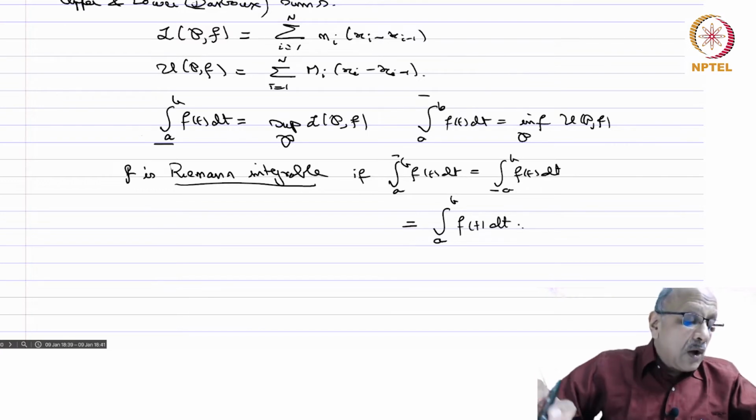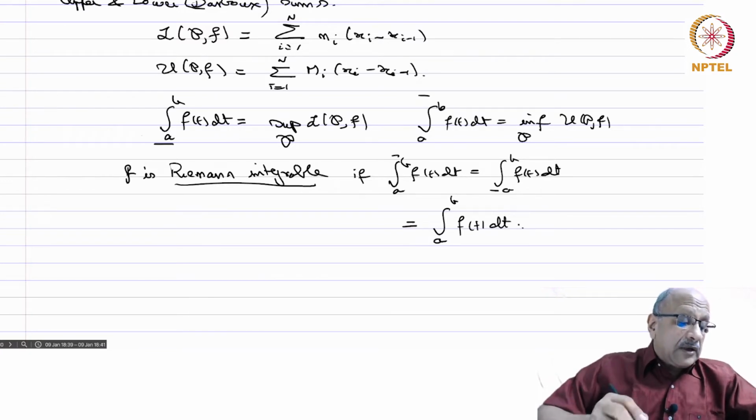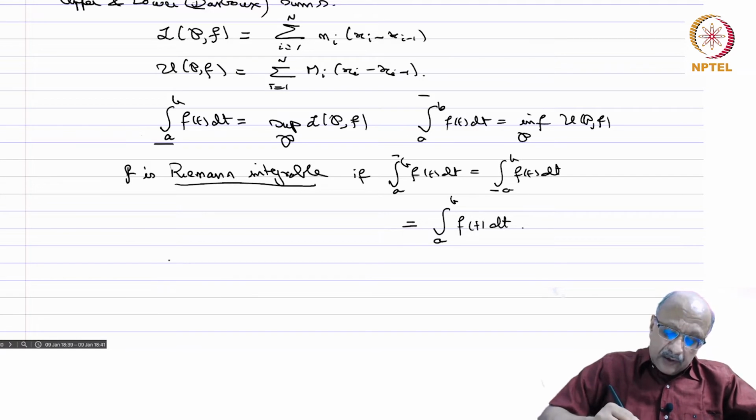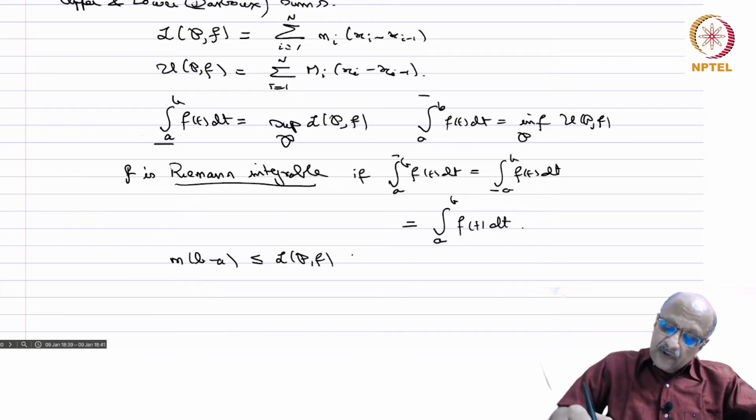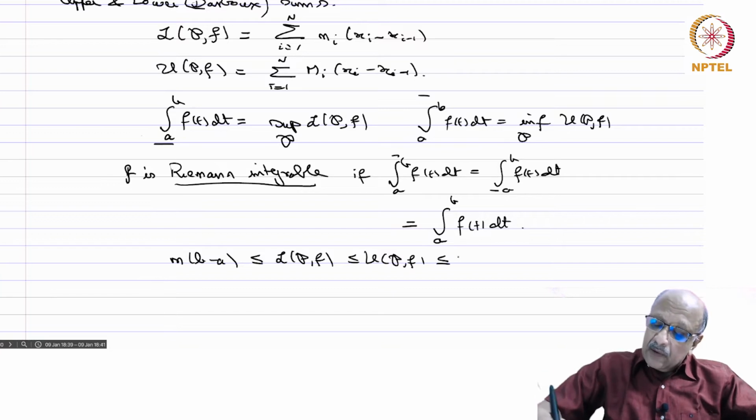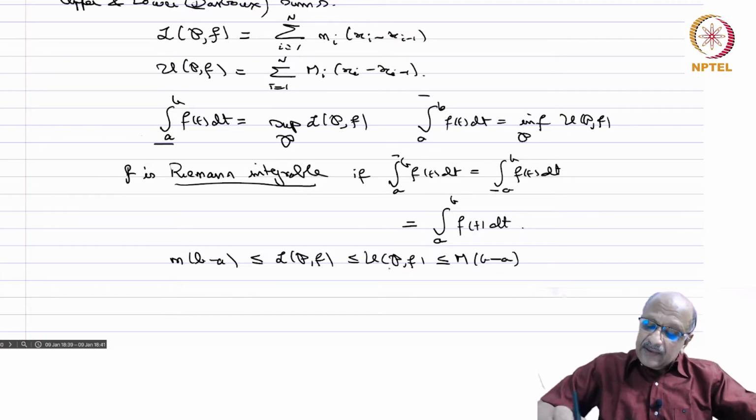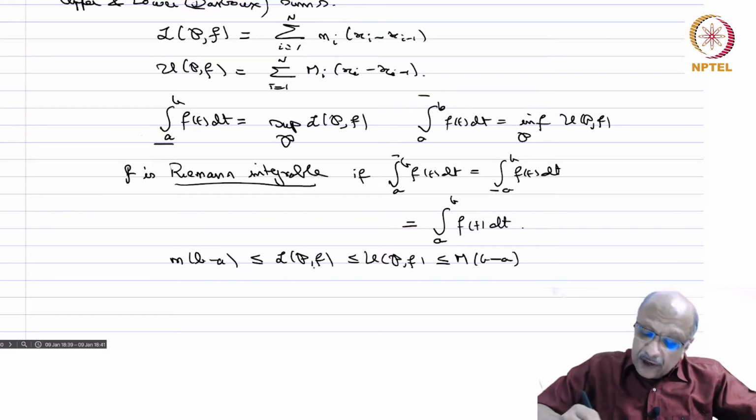So this is how we define the Riemann integral. Now f is bounded, so we have that m times (b minus a) is always less than or equal to L(P,f), which is less than or equal to U(P,f), which is less than or equal to capital M times (b minus a). In fact, this L less than U is true for any two different partitions also.